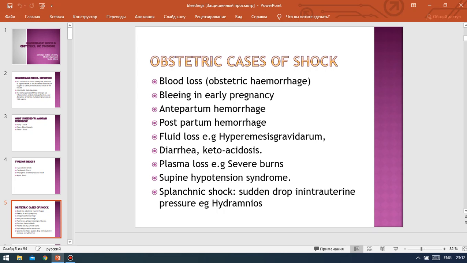Severity: it can be spotting, minor hemorrhage, and massive hemorrhage when the patient's blood loss is more than 1,000 milliliters and or signs of clinical shock. Recurrent antepartum hemorrhage is an episode of this hemorrhage on more than one occasion. In this situation, we have a very high risk of shock and maternal death.